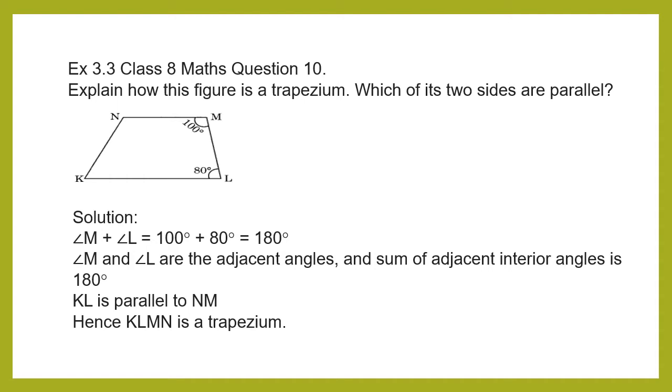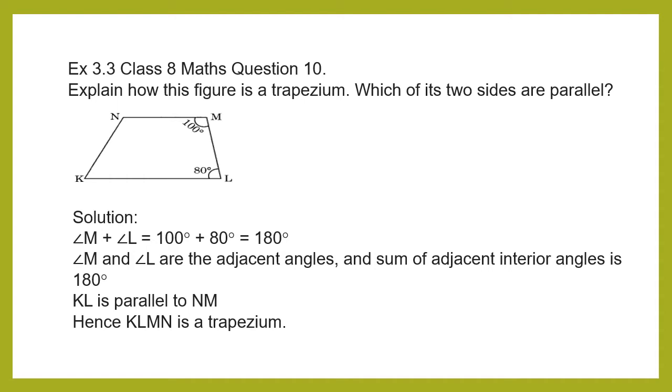Children, if you want to solve this problem, you need to know the meaning of trapezium. So what is a trapezium? It is a type of quadrilateral in which only one pair of opposite sides are parallel and the other pair are non-parallel.